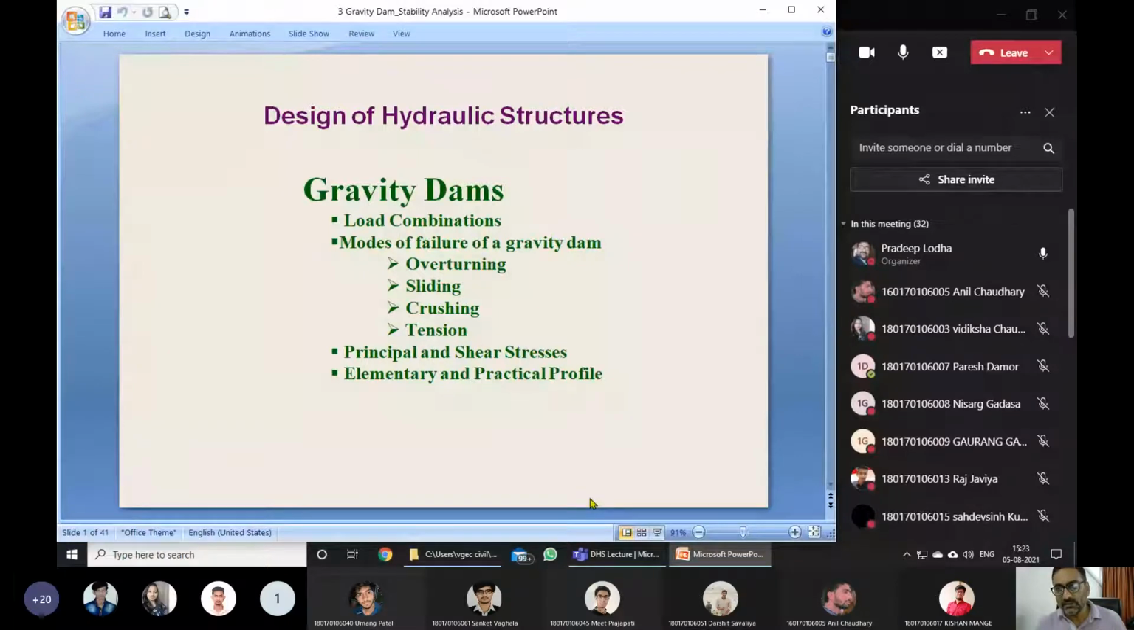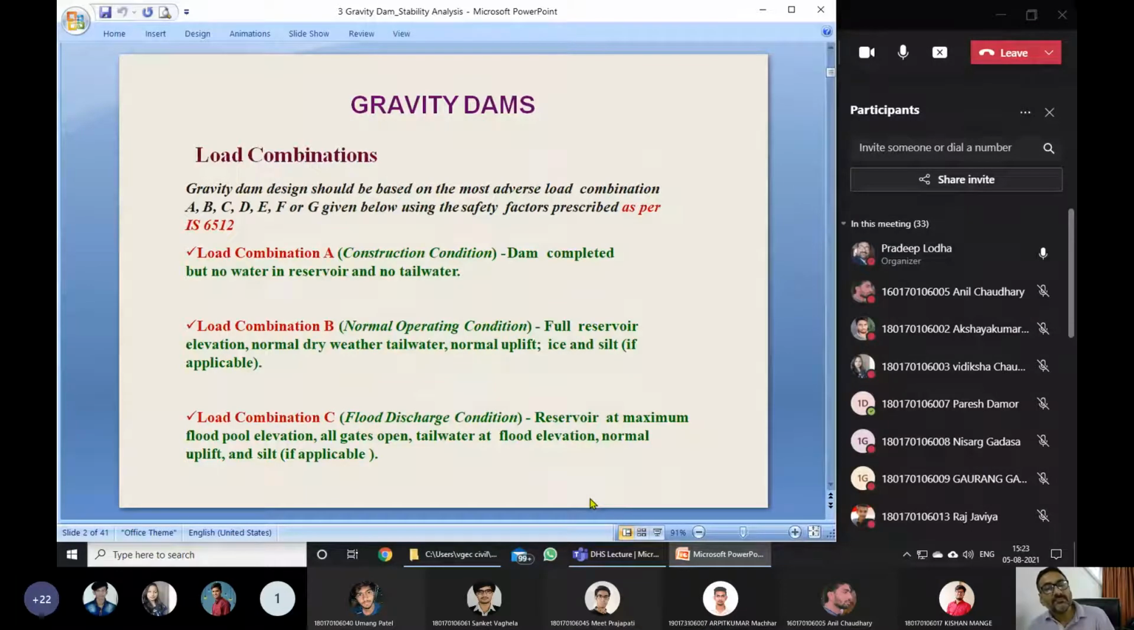occur frequently and does not last longer than, say, a few minutes or a few hours. So for that purpose, we need to be rational in assuming the total loads acting. So we go for combining the loads.